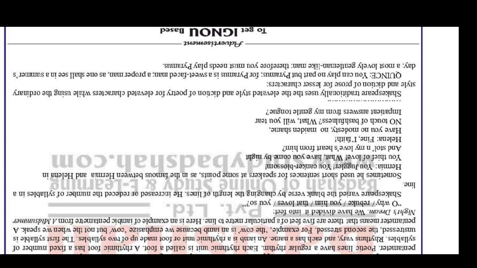An iamb is a rhythmic unit or foot made up of two syllables. The first syllable is unstressed, the second stressed. For example, "the cow" is an iamb because we emphasize "cow" but not "the" when we speak. A pentameter means that there are five feet of a particular meter to a line. Here is an example of iambic pentameter from A Midsummer Night's Dream. We have divided it into feet. "Oh, why rebuke you him that loves you so?"